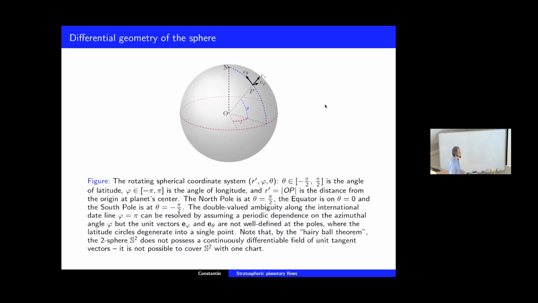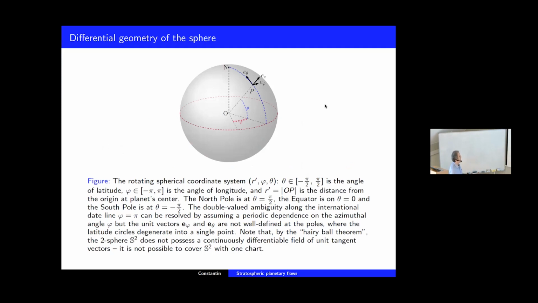Theta is going to be latitude, phi is longitude, and I'm going to normalize the radius to be 1, and the planet is rotating around the polar axis with a velocity that depends on, I mean, it's not important how big that is, but it changes.